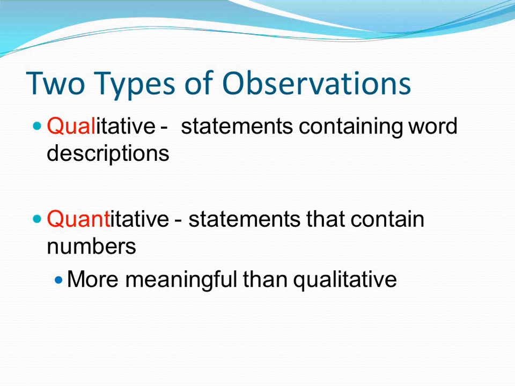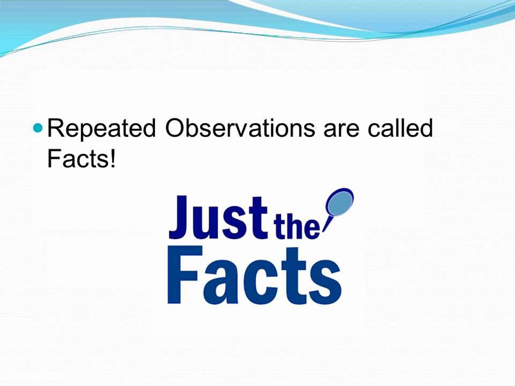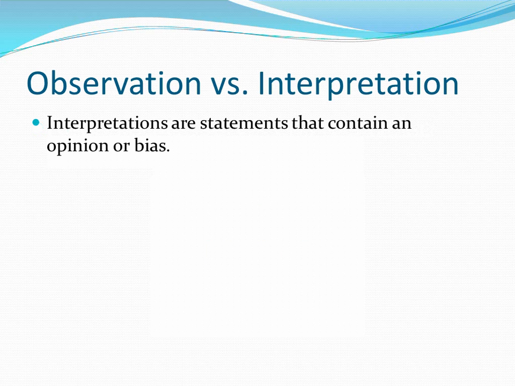So if I'm doing a lab, I would want to say I have 20 pennies. Or I could say I need 50 grams of salt or 100 milliliters of water. So quantitative is just anything that contains a number, hence a quantity. Qualitative is anything that contains word descriptions, like a quality. And when an observation is repeated over and over and over, it basically becomes a fact. There's no set number for it, but eventually we're just like, yeah, okay, that's true.